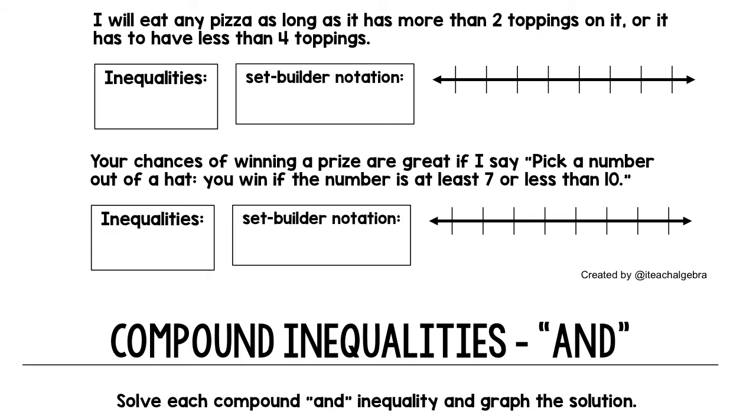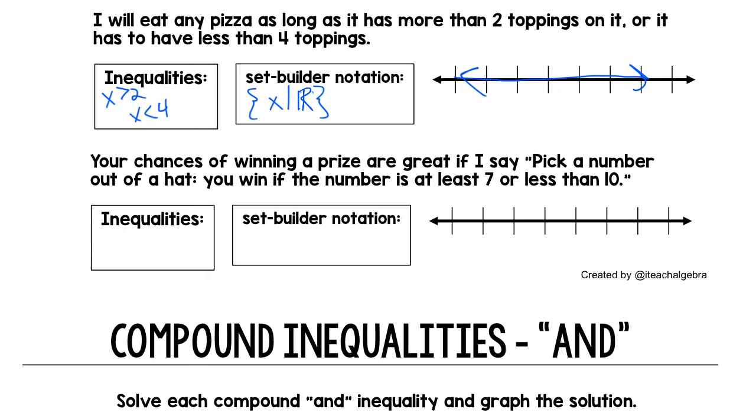One more of these. Oh, two more, so sorry. I will eat any pizza as long as it has more than 2 toppings on it. So x has to be greater than 2, or it has to have less than 4 toppings. Well, if we think about this, 4 is greater than 2, and 2 is less than 4. So it looks like we'll be able to shade any number along our number line. Doesn't matter how many toppings, we like them all. My R is not too neat. Let's fix that. So all real numbers, don't forget 2 lines with an R over them.